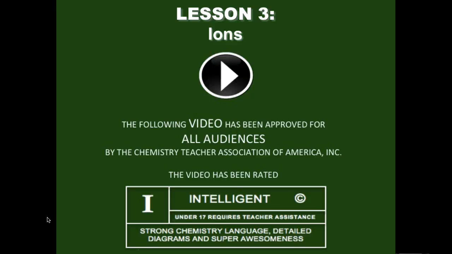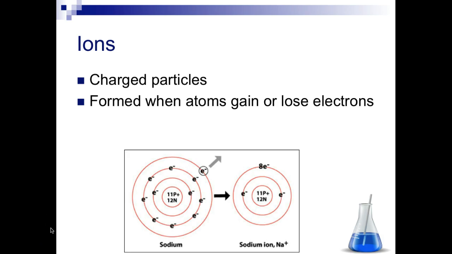All right, guys, let's look at lesson 3, which talks about ions. Ions are different from atoms. Atoms are what we talked about in the last lesson, lesson 2. Atoms have the same number of protons as well as the same number of electrons. So they are neutral. They have the same amount of positive things that they do negative things. Same amount of positive protons that they do negative electrons. Ions are different. They are charged particles. They are formed when either an atom gains or loses an electron.